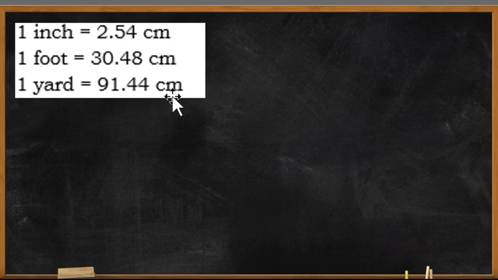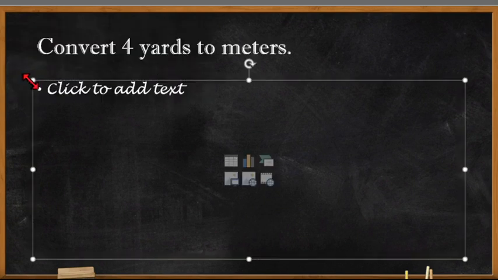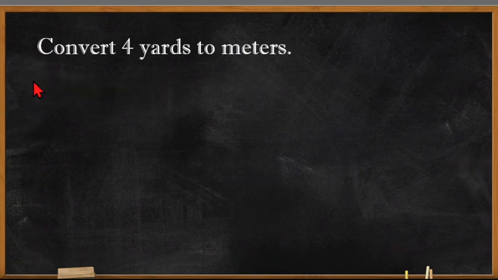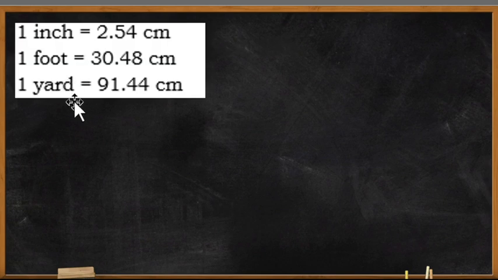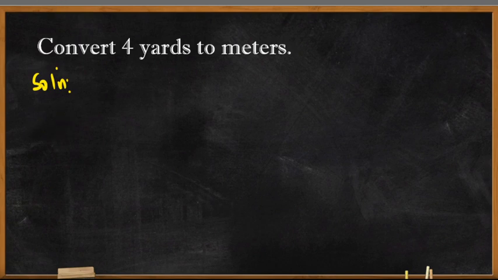So without much further ado, again we will go to the example. First, we need to convert 4 yards to meters. So, solution. We need to convert 4 yards. Going back to our factor here, we know that 1 yard is equal to 91.44 centimeters.